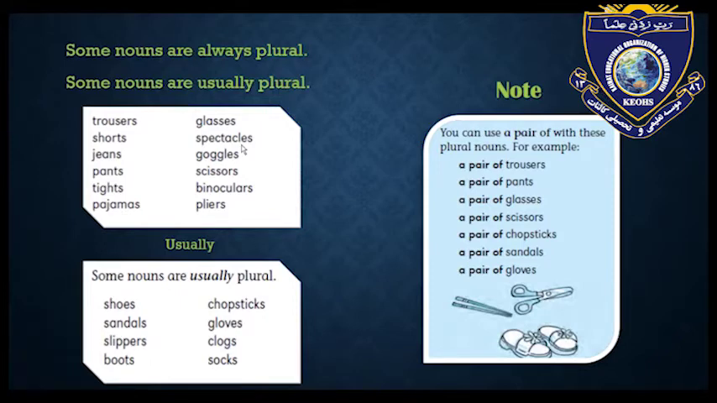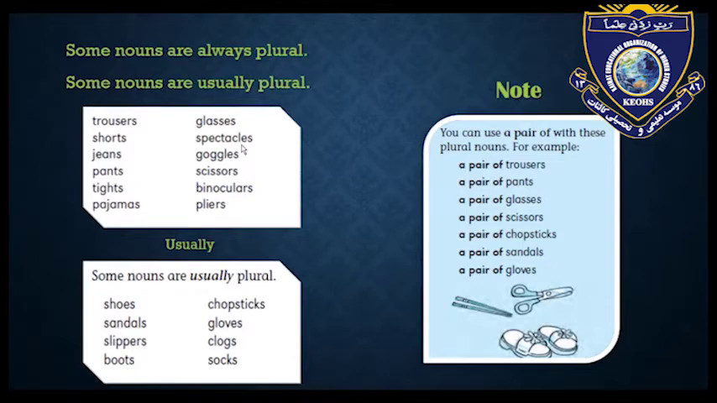Here we have a note that you can use "a pair of" with these plural nouns, for example, a pair of trousers, a pair of pants, a pair of glasses, a pair of scissors, a pair of chopsticks, a pair of sandals, a pair of gloves. We have lots of words that we can use "a pair of" with, or we can say "some", because we can't use articles with the plural form.